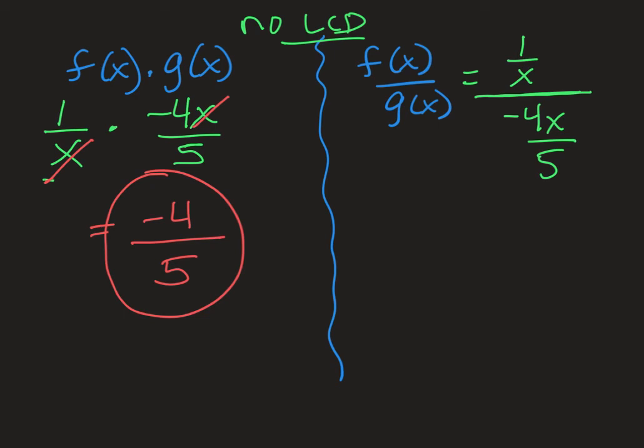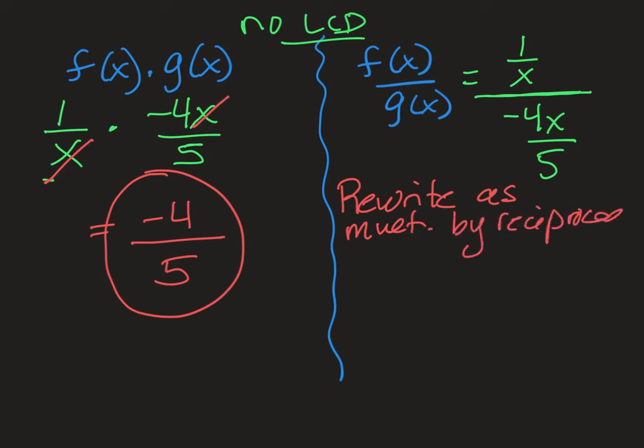Now when I do division, I have to remember that when I divide by fractions, you rewrite as multiplication by the reciprocal. That's our first step. So I'm going to rewrite this as 1 over x times 5 over negative 4x. Same thing here: if you ended up getting the same thing when you multiply these two functions as you divided, then something must have gone wrong, just like with addition and subtraction.